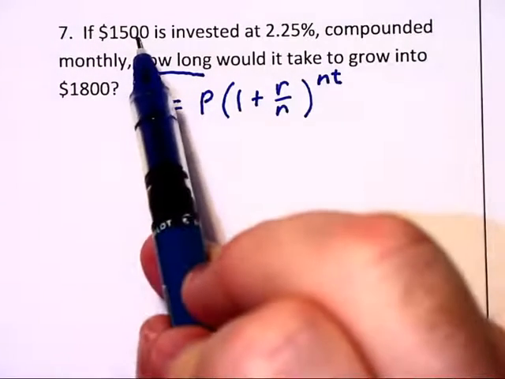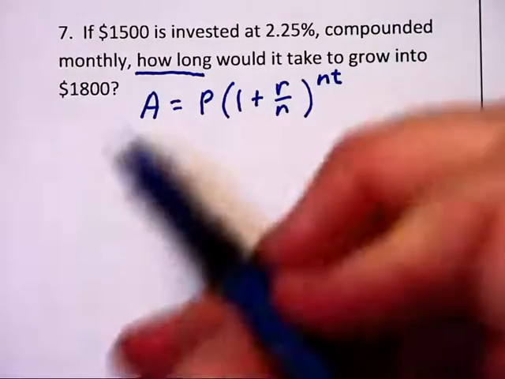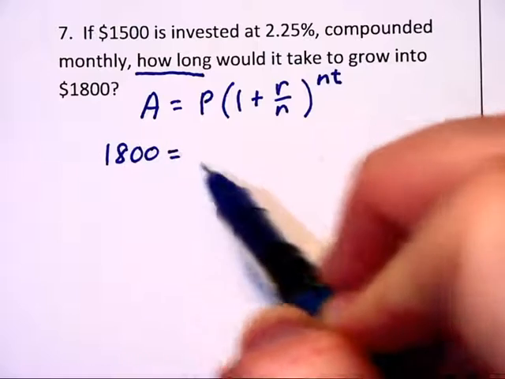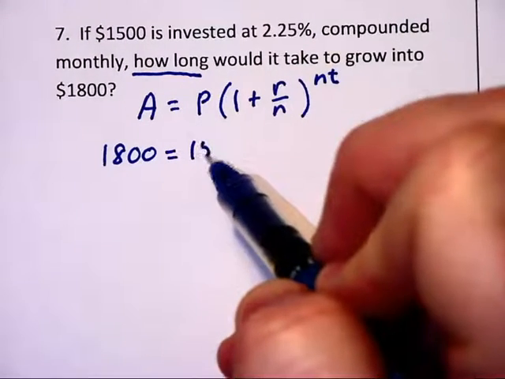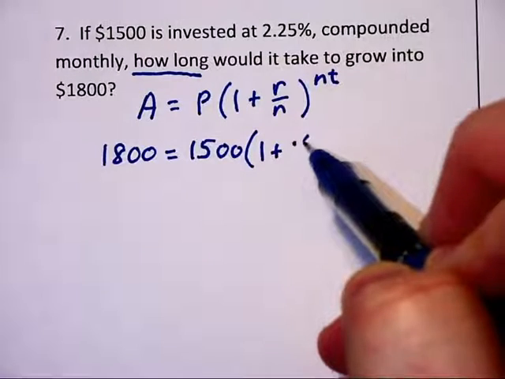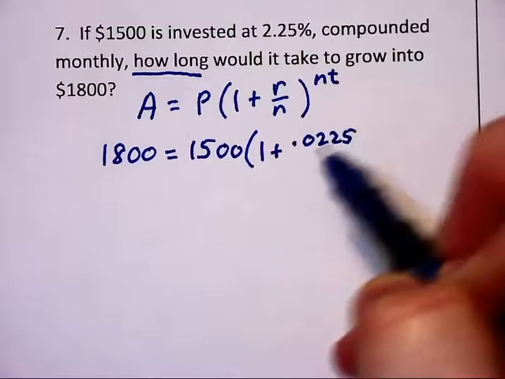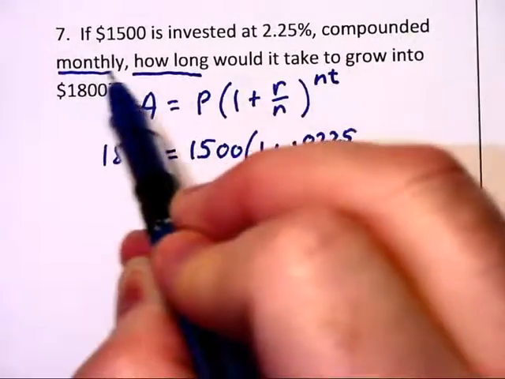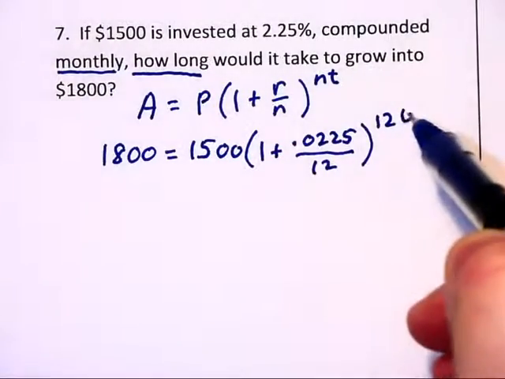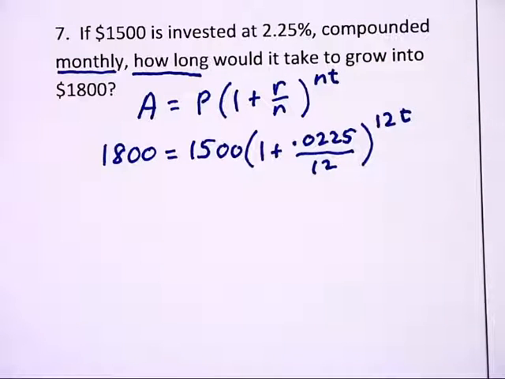Now $1,500 is being invested and we're hoping to make $1,800. So $1,800 will be the amount of money after the investment runs its course, is equal to 1,500 times 1 plus 0.0225 divided by, well, this is monthly, so it'll be 12, to the 12t power. Now, we're solving for t, the amount of time here, so we can't multiply those numbers together.